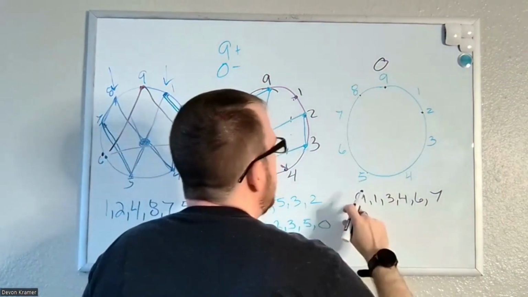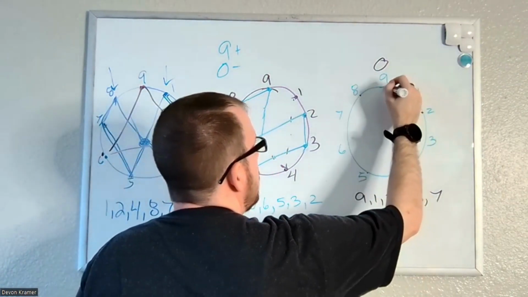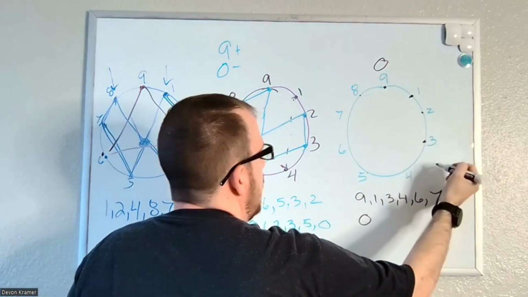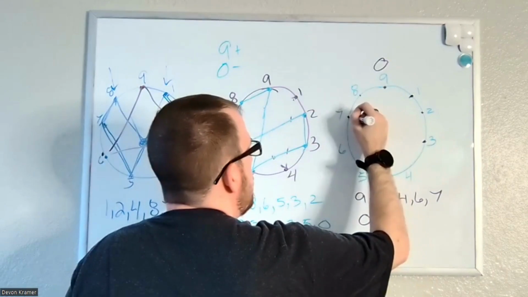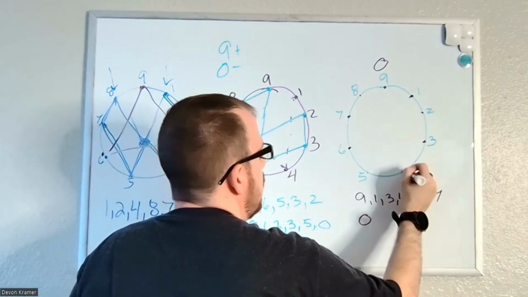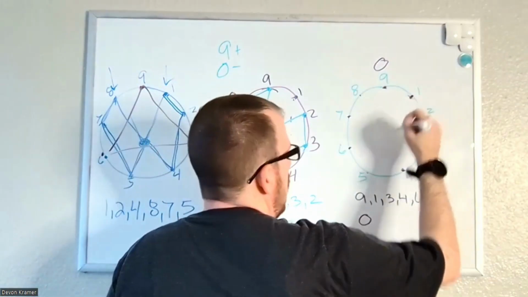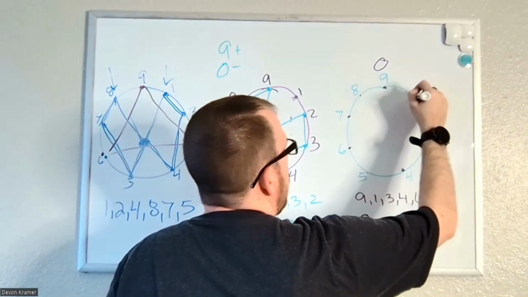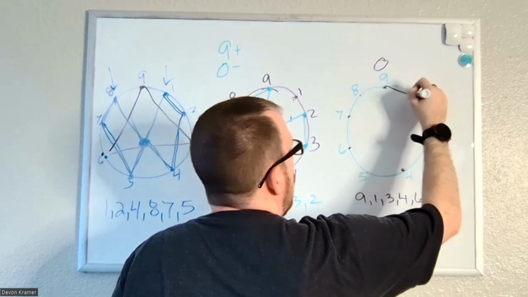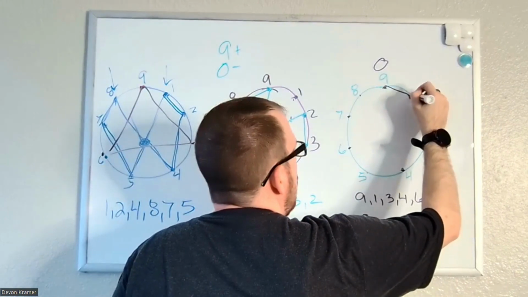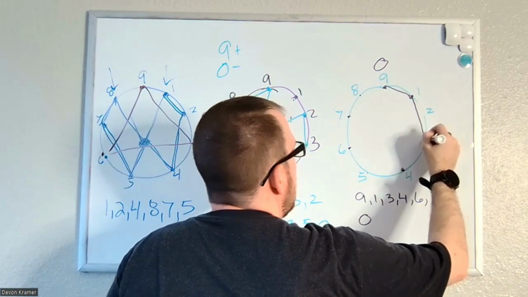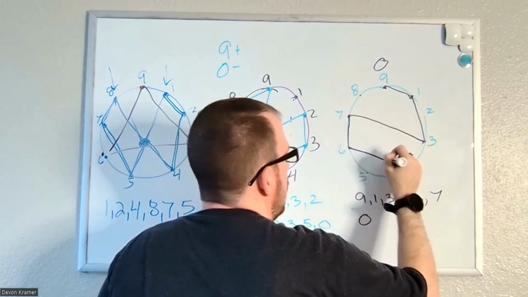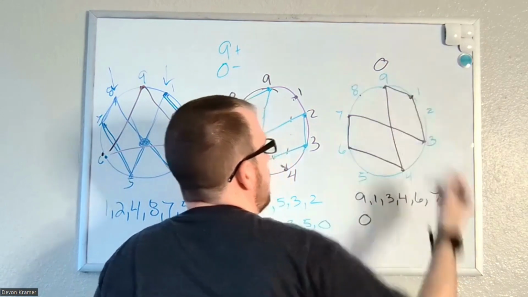So what we're going to do is the exact same thing. We're going to start at 0, then we're going to hit 1, then 3, then 7, then 6, then 4, and we're going to go back up. So we're going to follow 1, 3, 7. So we're going to go from 9 to 1, 1, 3, 7, 6, 4, 9.